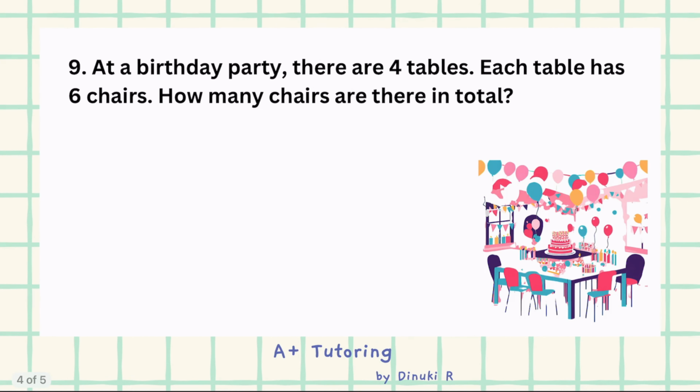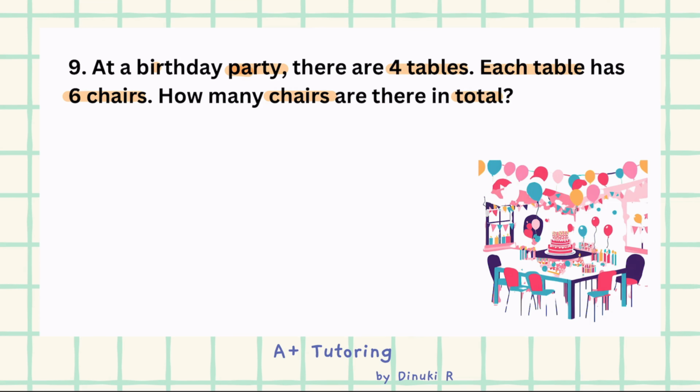Question number 9. Again, pause the video here and take a second just to read through the question. Okay, now that you've had a chance to read through the question, let's go through it together. At a birthday party, there are 4 tables. Each table has 6 chairs. How many chairs are there in total?